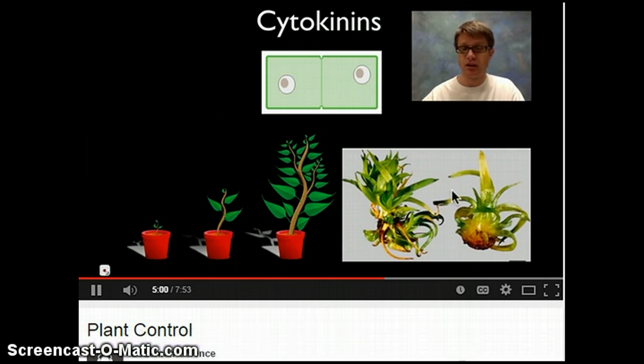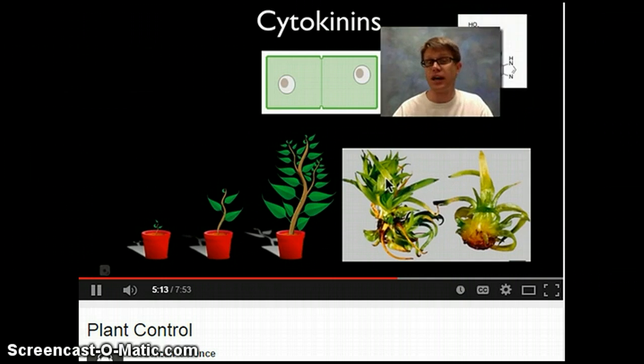This is a cool little study here. Basically what they did is they applied nothing to this plant, a control, and then they applied a lot of cytokinins to this one. And you can see, even though they're the same age, this one is growing up laterally and it's dividing.